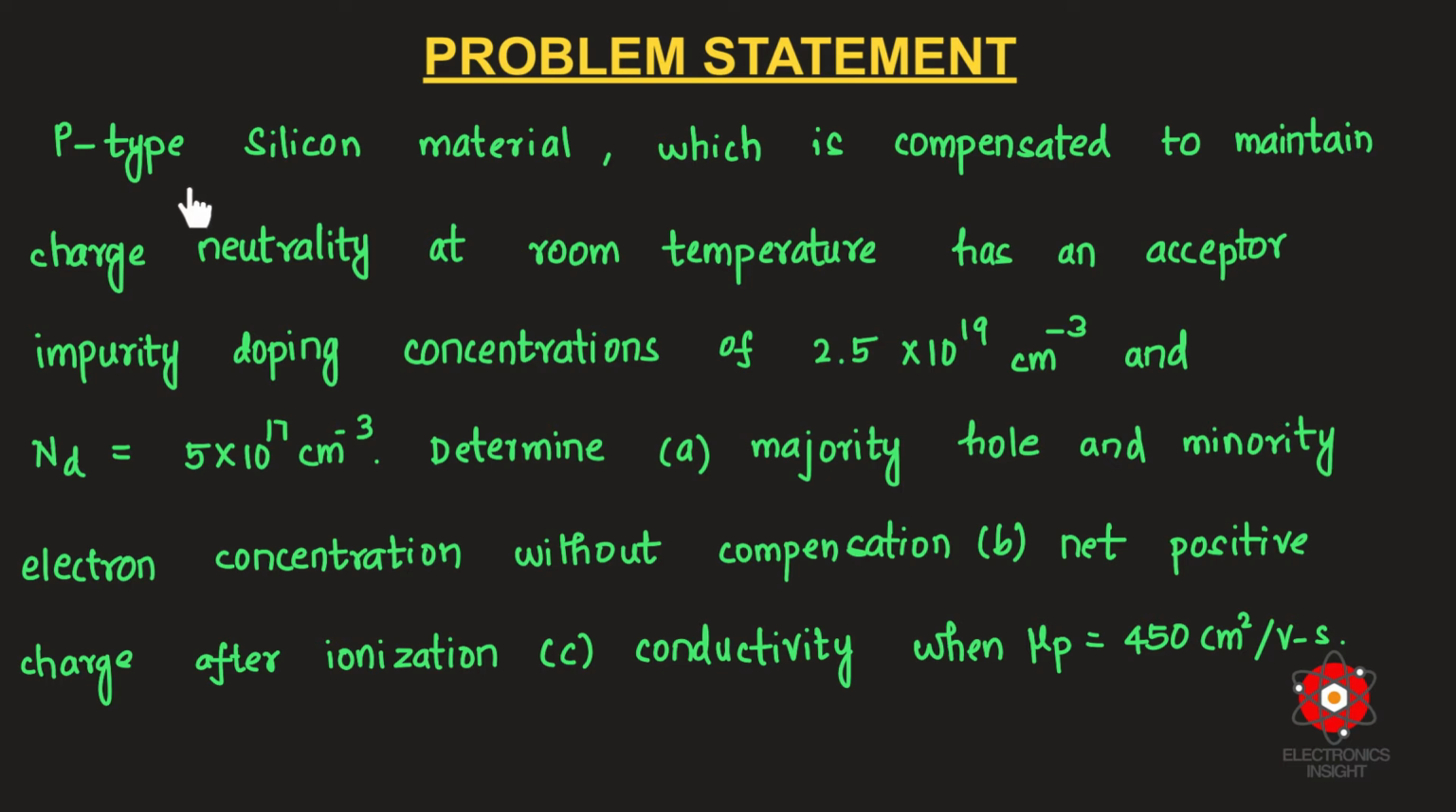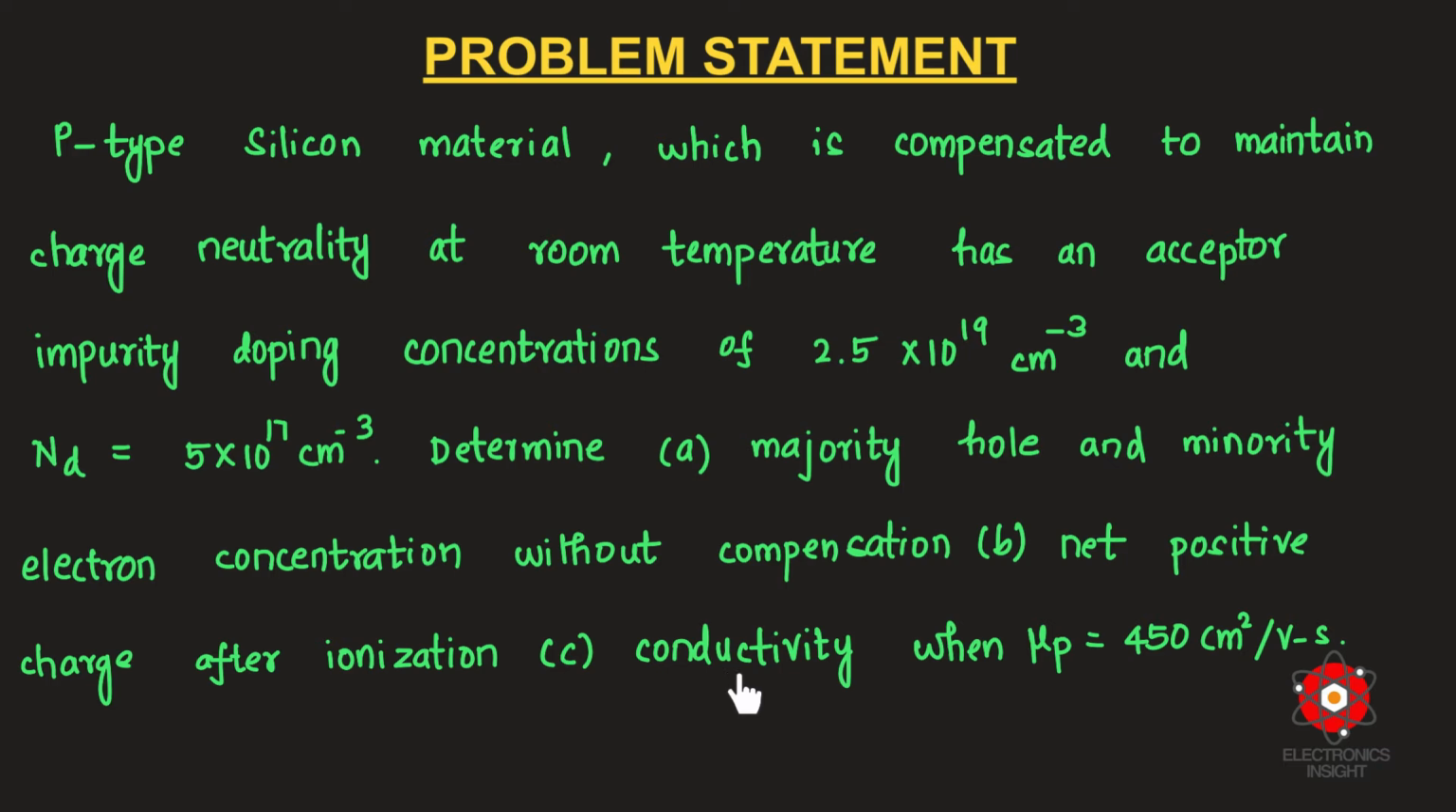So with that p-type silicon material, majority will be the hole charge carriers and minority will be the electron concentration. So without compensation, we can just use mass action law to find out these concentrations. The second one that we need to identify is the net positive charge after ionization. So this we need to be very careful because we know about the charge neutrality concept. So with that, we can identify what is a net positive charge.